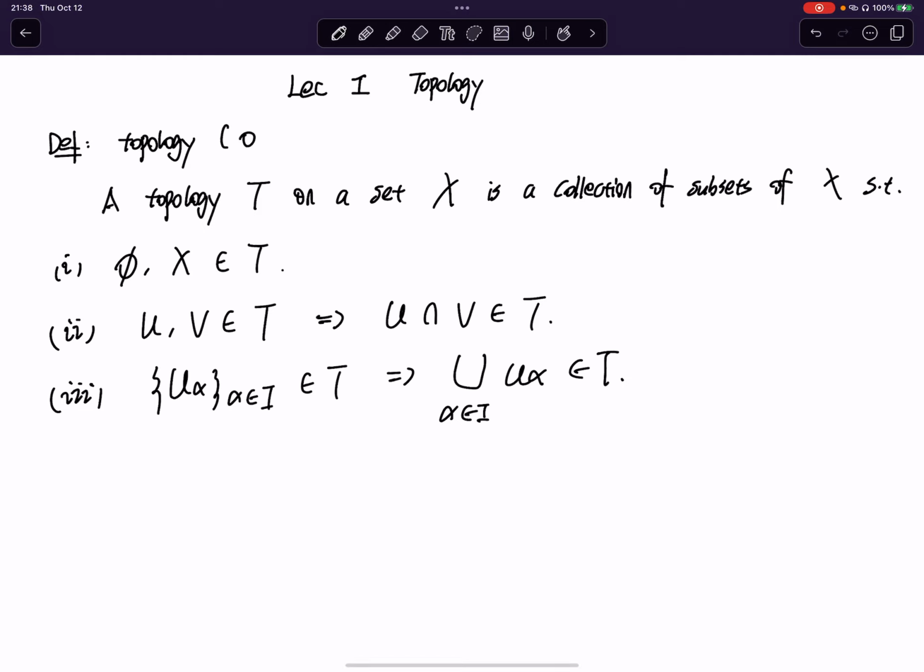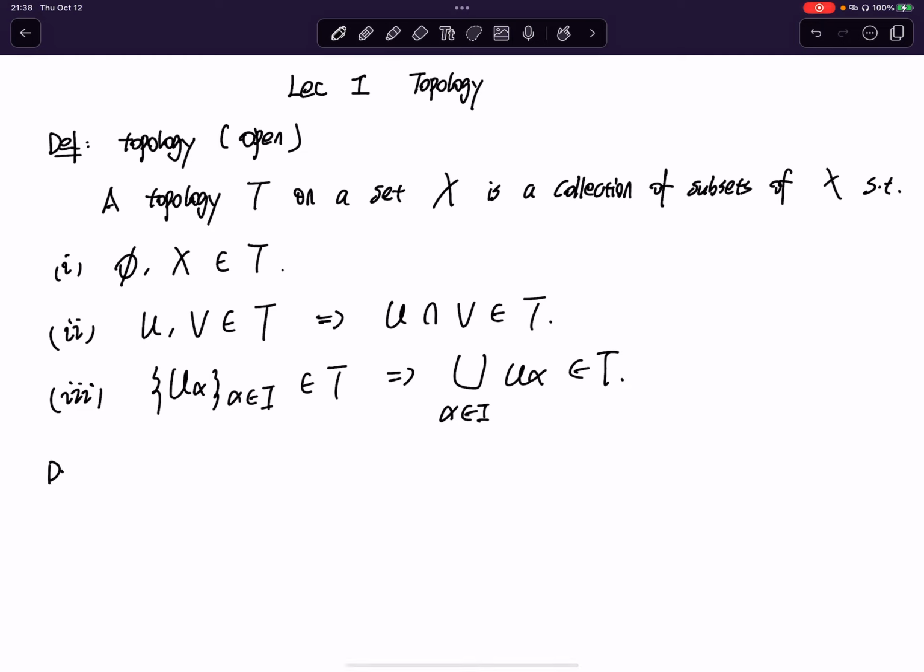And I want to stress that this definition of topology is defined by open sets. So that is equivalent to saying, if we are using open sets to define a topology, then the finite intersection of open sets is still open, and the arbitrary union of open sets is still open.